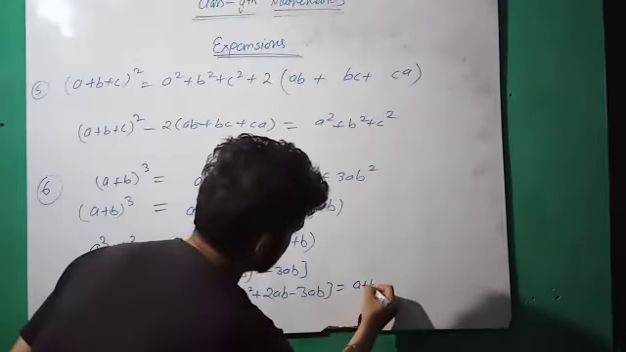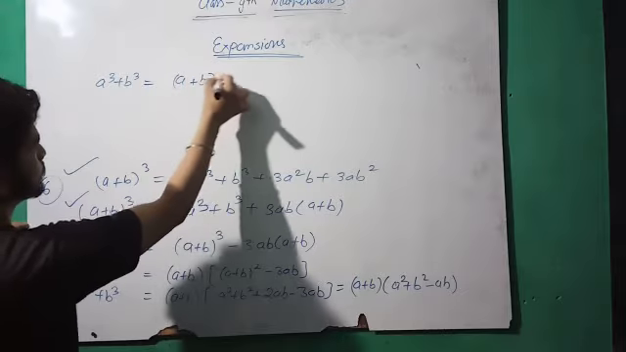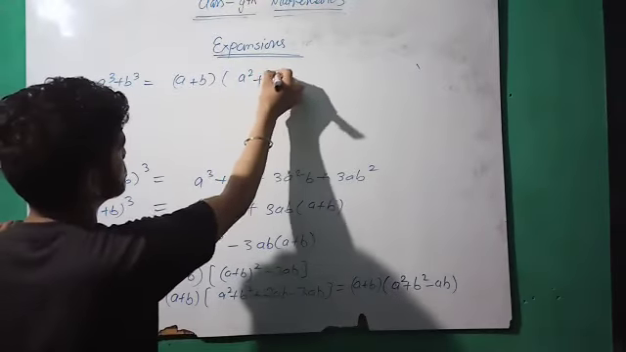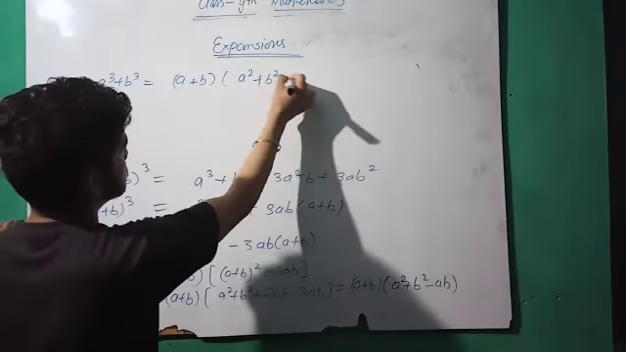First, then take common. This is very simple. Then the last one is very important. A cube plus b cube equals (a plus b)(a square plus b square minus ab). Here the sign between a and b is a plus, so we have to take it as minus in the second bracket, just for remembering.